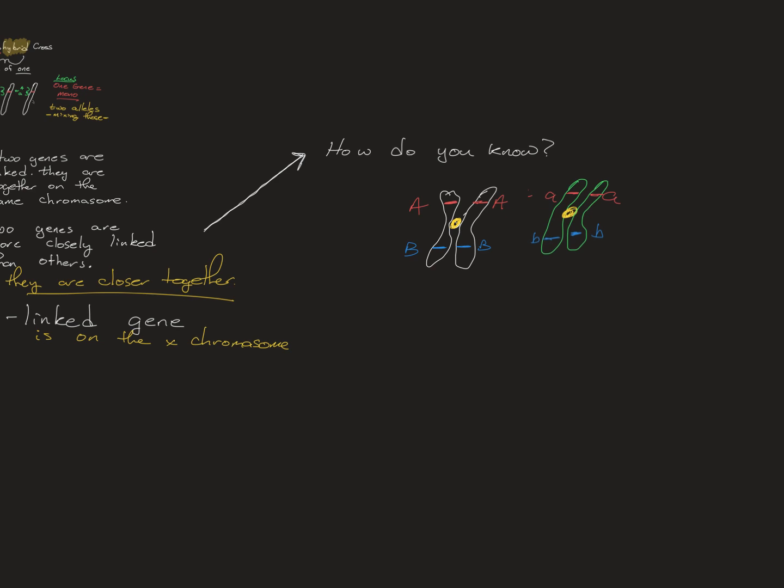So, what kind of individuals would these two homologs make?